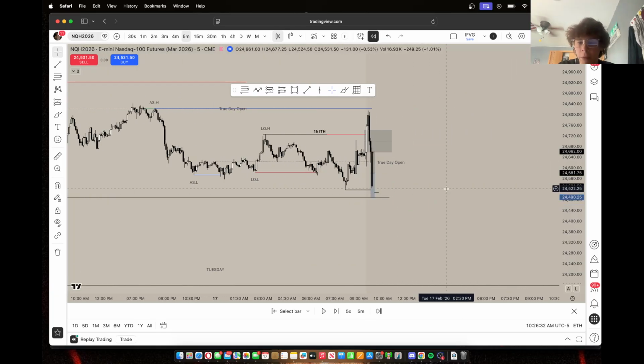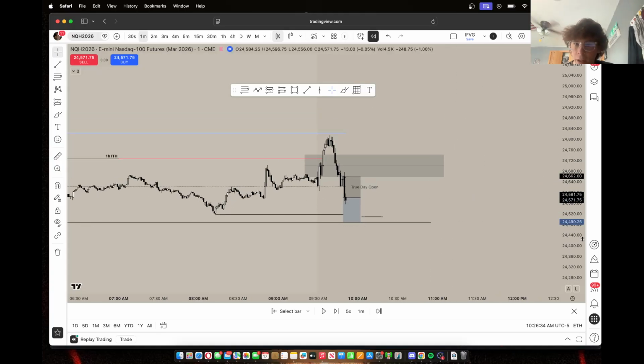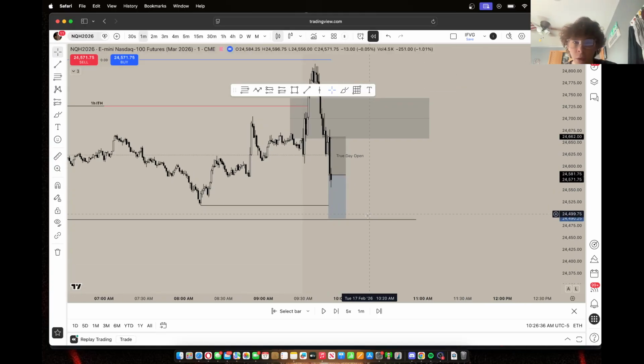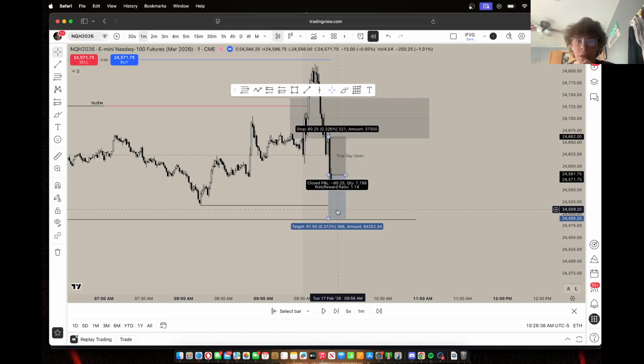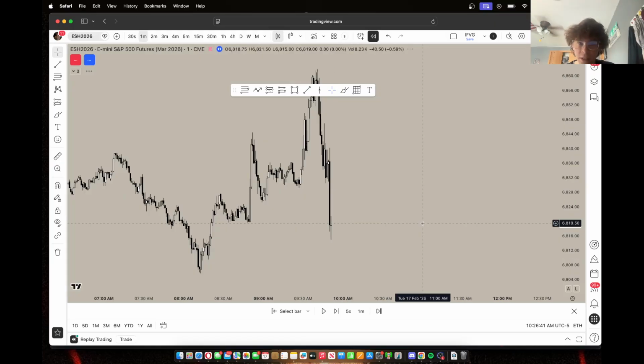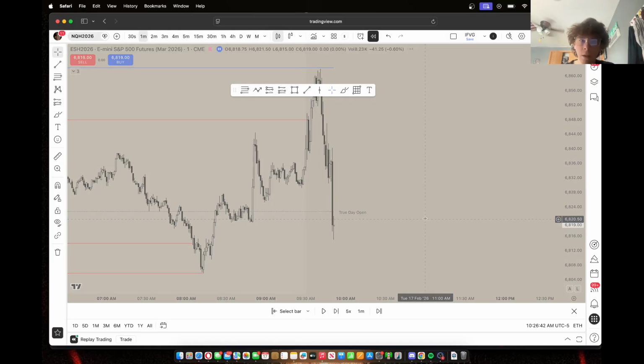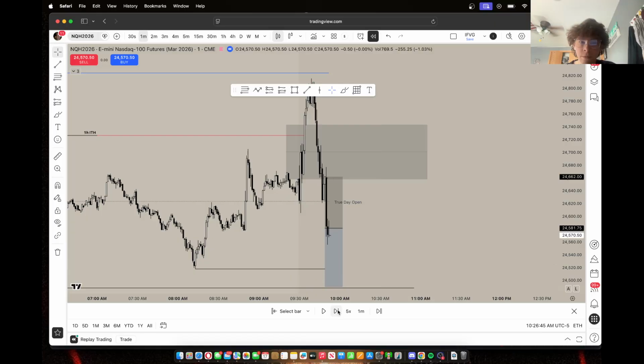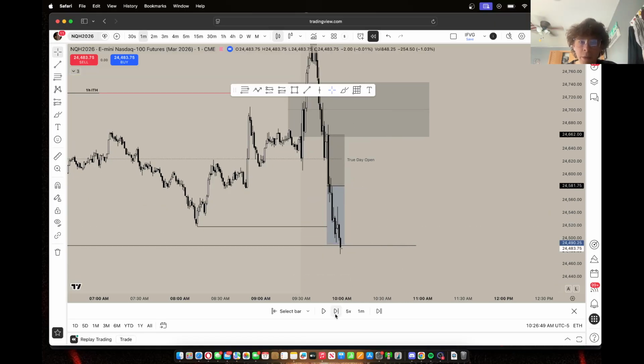So this was my main target, and I ended up taking small partials when we kind of reacted off of this low, like right here, because we were also holding this SMT at the time as well. Like right here, I ended up partialing, and then we ended up hitting this 5-minute intermediate low, and that's that.